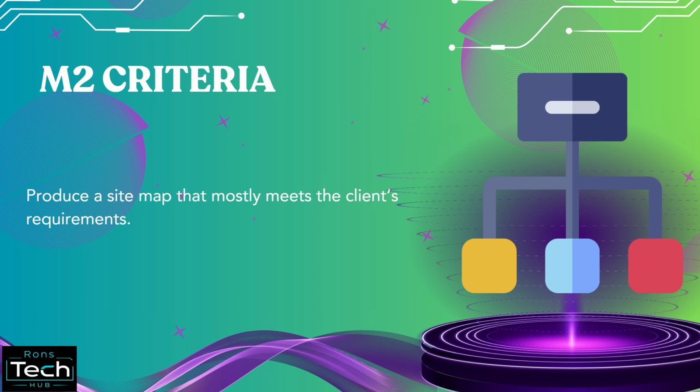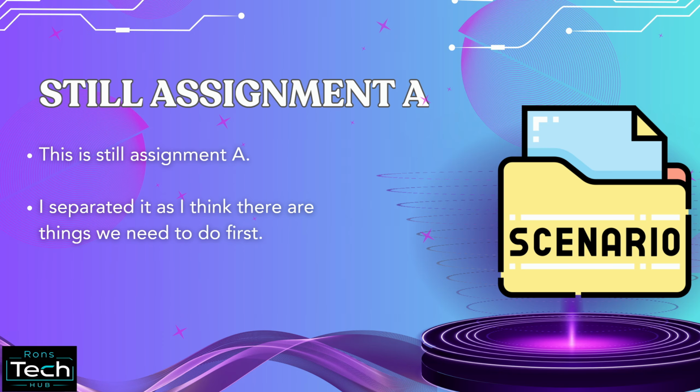However, if you bump that to 6 out of the 10 things, you should get a merit because it says mostly meets. That's most of the things. 6 is more than 5, 5 is half of 10, so on and so forth, right? So you need to do roughly more than half of the things on there to be able to get this for M2. As I mentioned, this is still assignment A.